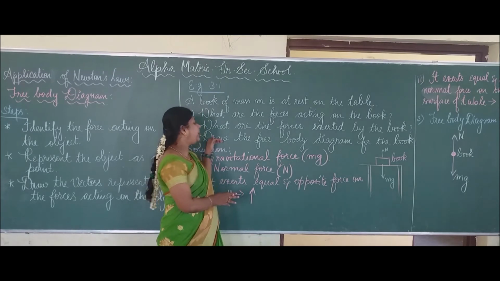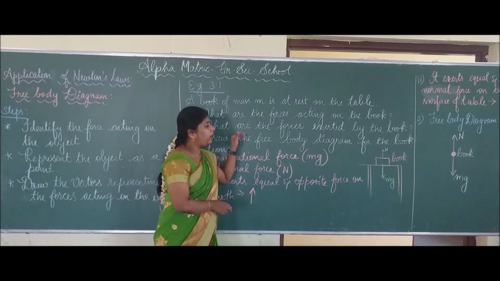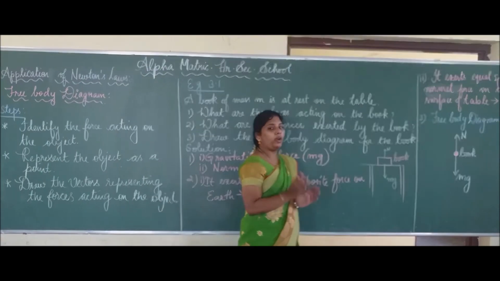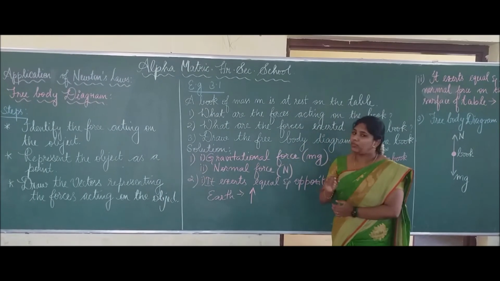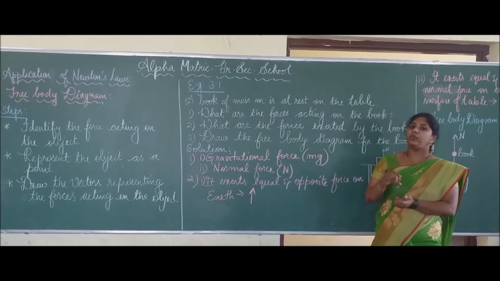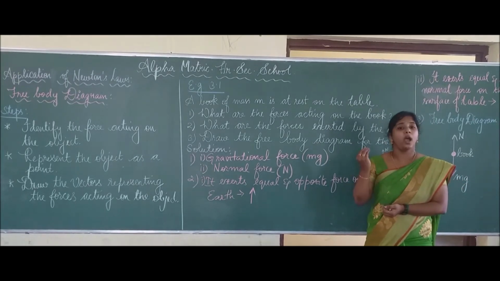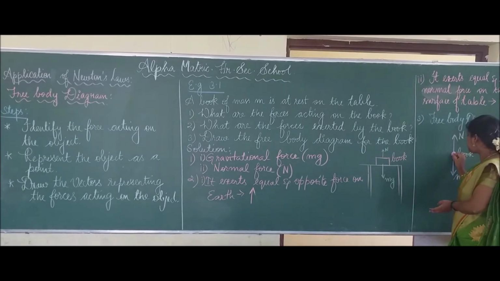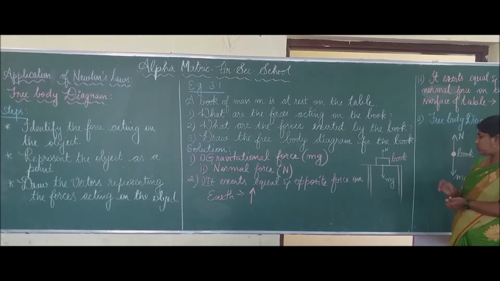And the third one they are asking: draw the free body diagram for the book. So how will you draw the free body diagram? Initially we have to represent the object as a point, right? So here I consider the book as a point, which means the body here is the book.